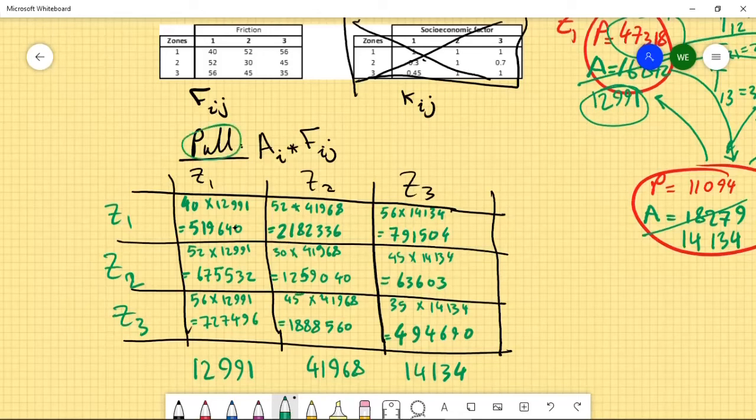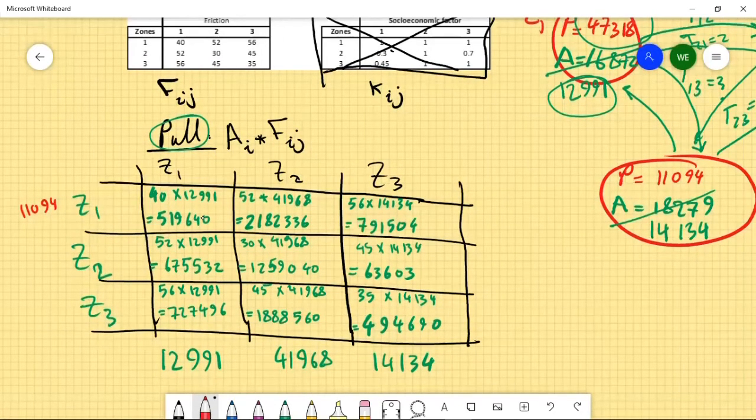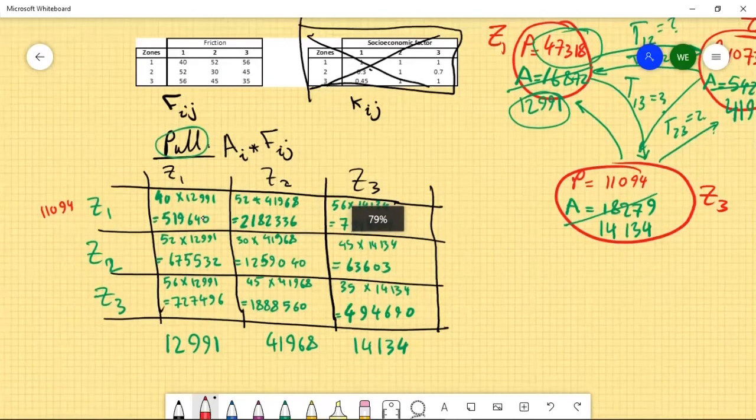So these are the pulling for each attraction zone to the production. So if we put the production here to be 11094, and no, the production here is not 11.